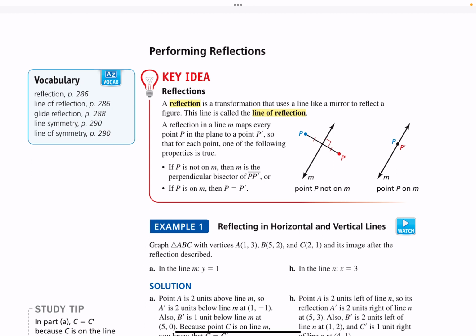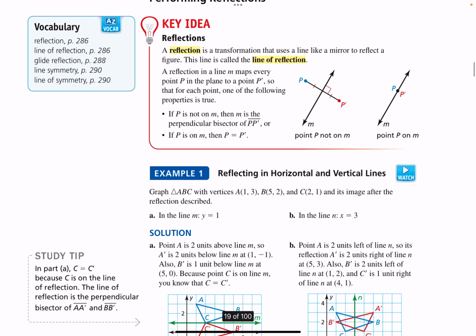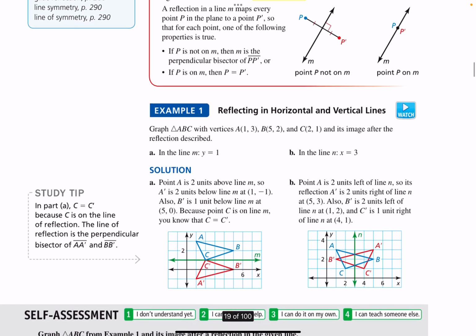A reflection in a line M maps every point P in the plane to a point P prime, so that for each point, one of the following properties is true. If P is not on M, then M is the perpendicular bisector of P P prime, or if P is on M, then P equals P prime. All right, it's best if we just go over the examples because it's not that difficult.